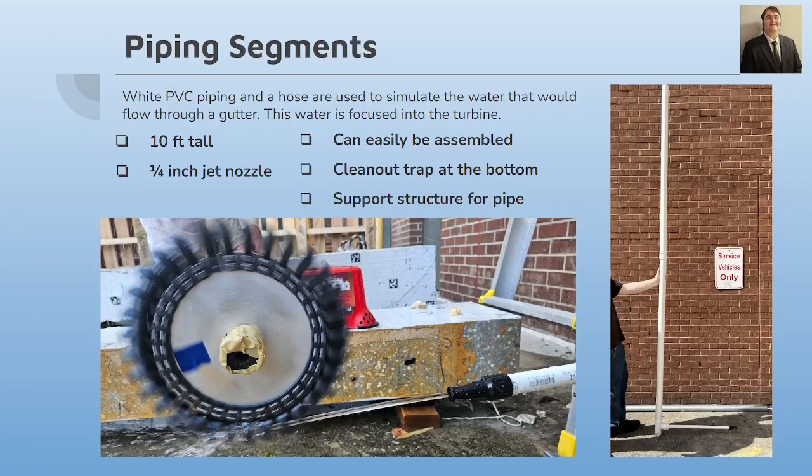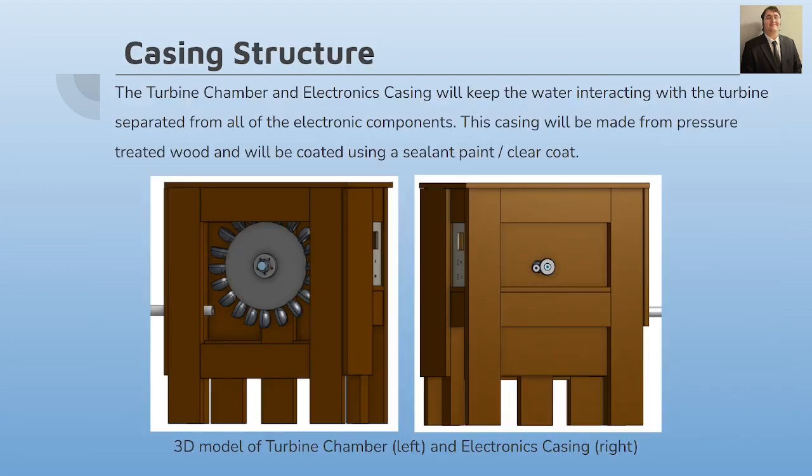Here is the 10-foot tall PVC piping structure and the jet nozzle interacting with the hydropower turbine. The casing for our prototype will separate and house the water turbine and the electrical components. The casing is made from pressure-treated pine wood and had multiple clear coats applied to further increase its resistance to water damage.